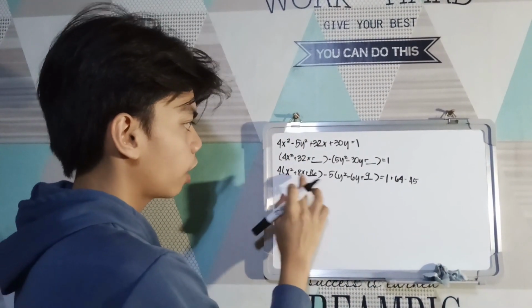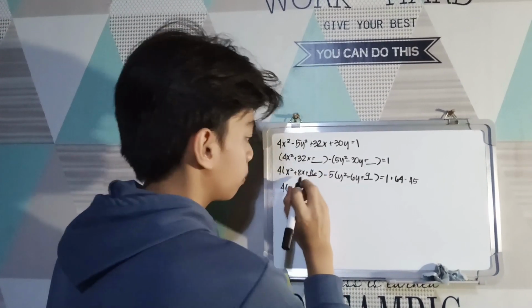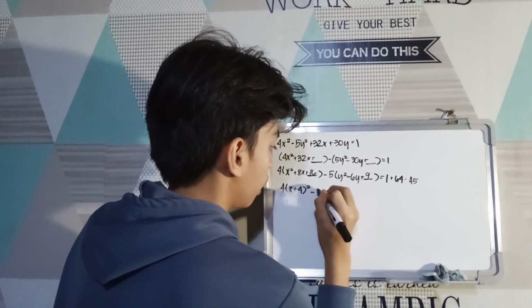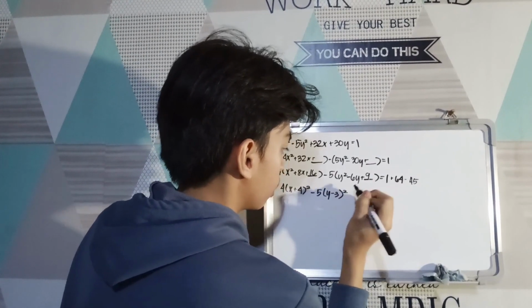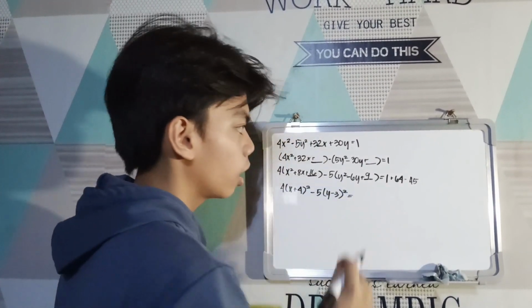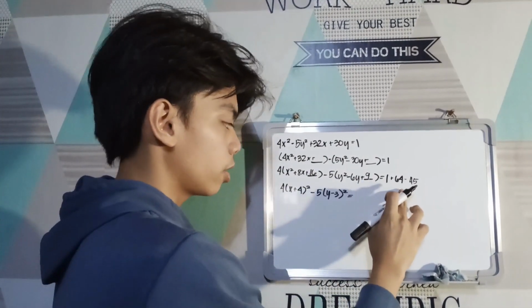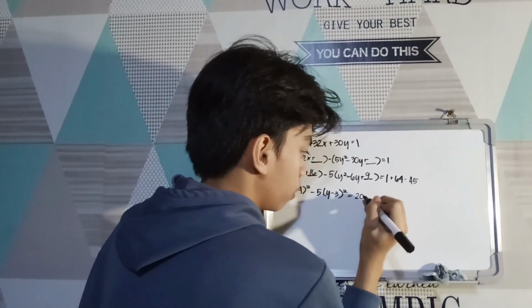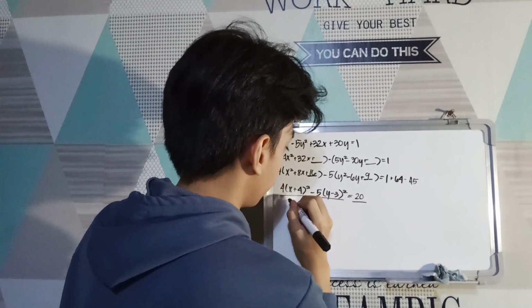Then, let's factor the trinomials. So it will become 4 times (x plus 4) squared minus 5 times (y minus 3) squared equals, let's solve for the right hand side. 64 plus 1 is 65. Minus 45 is positive 20. Then, divide both sides by 20.